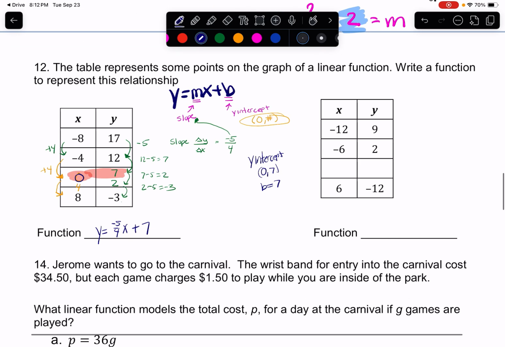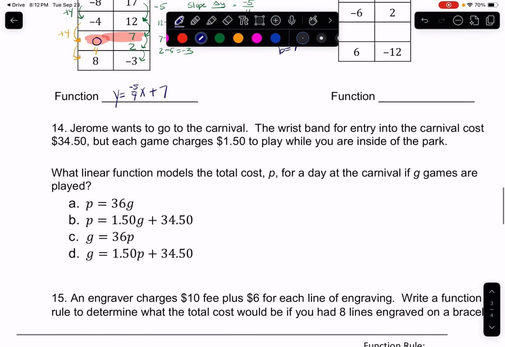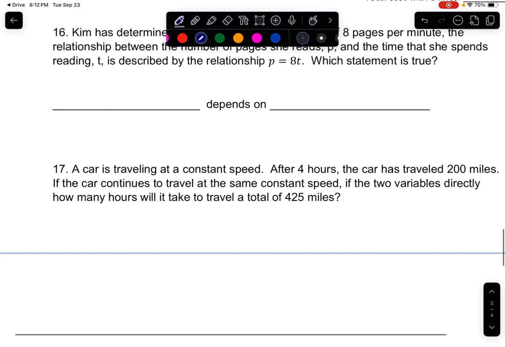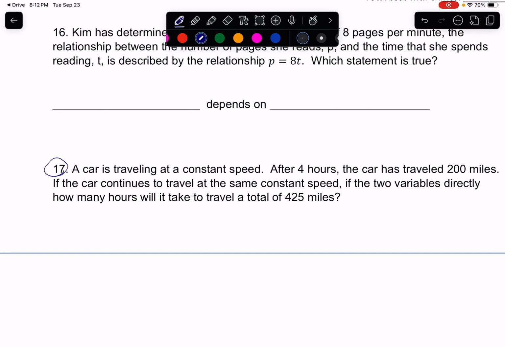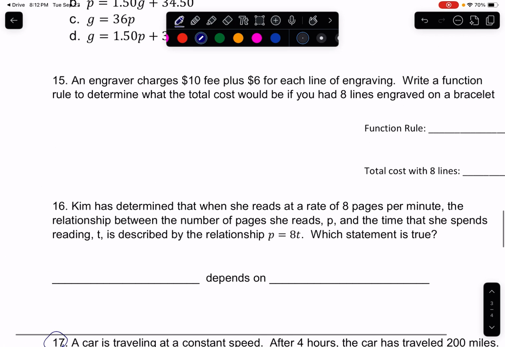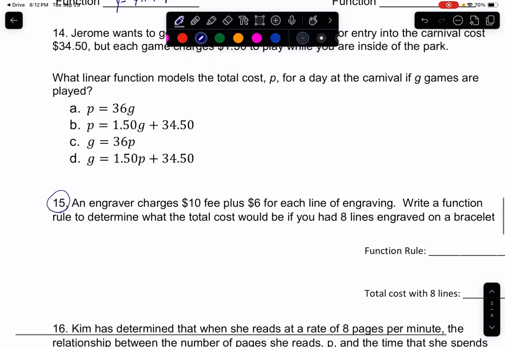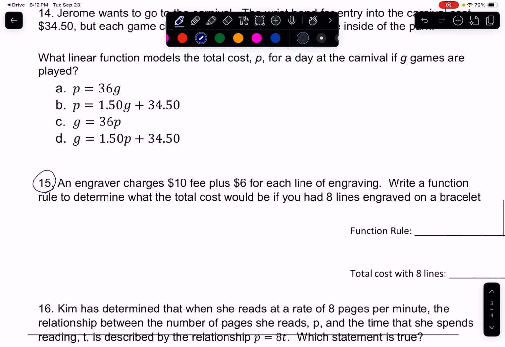Okay, so I'll leave the other table for y'all to try. All right, let's see. I'm going to leave 17 for y'all to try. Let's see. I'm going to leave 15 for y'all to try. Okay, so let me do 14 and 16.